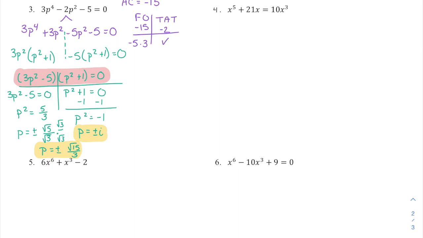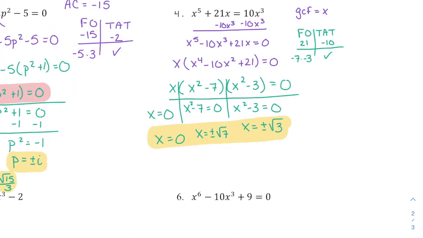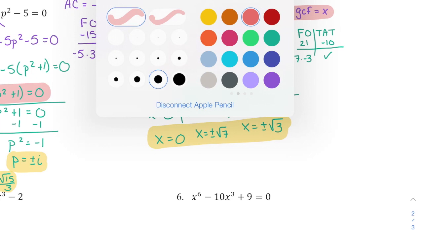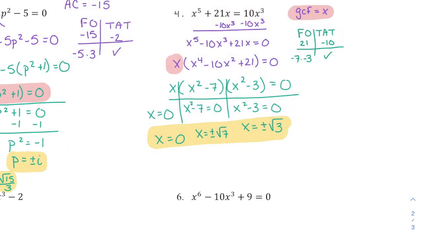Why don't you pause the video and try number 4 on your own. In number 4, I did have a GCF once I set it equal to 0. My GCF was x, so I took that out and I left it on the outside over here. When I factored that out, I was left over with x to the 4th minus 10x squared plus 21 equals 0. So I can Pho-Tat that. Just remember that my two factors are going to have x squared and x squared instead of x and x.